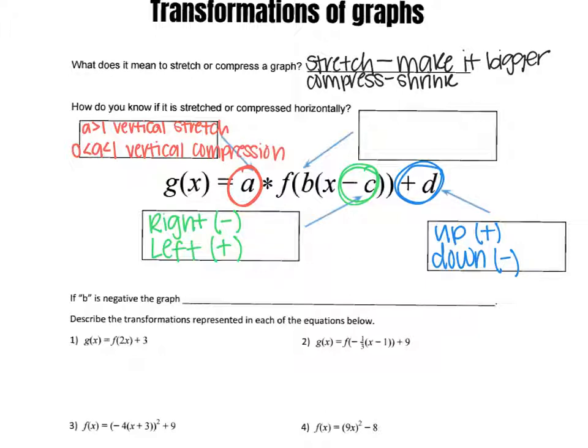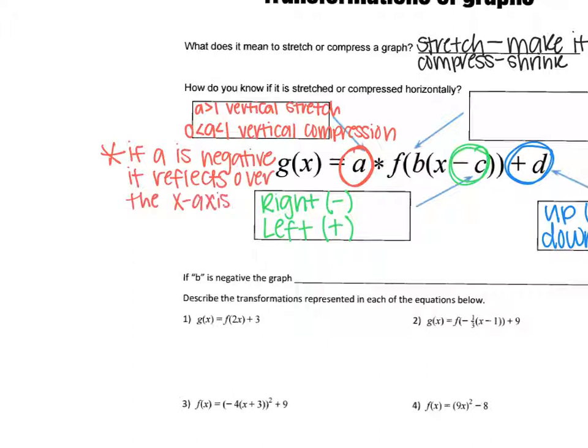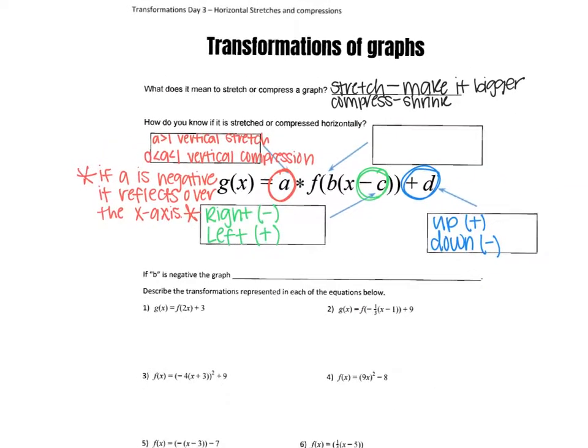And then one other thing we talked about was if there's a negative. So if A is negative, it reflects or flips over the x-axis. So that's what we've talked about so far.